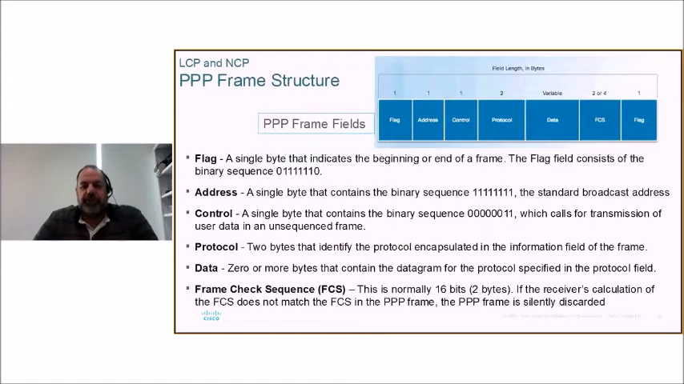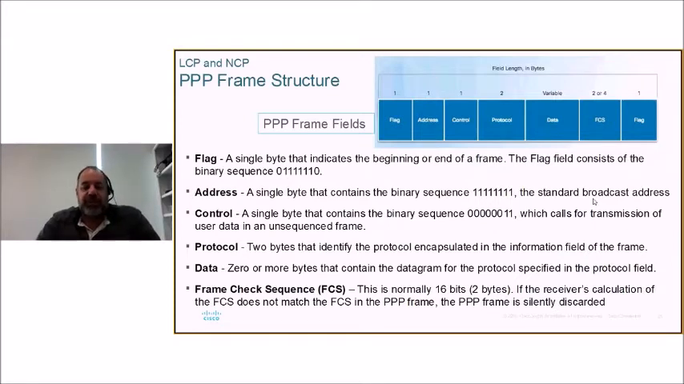Okay, so the frame structure. If we think back to that previous slide when we looked at the HDLC setup, we have a start and stop flag at the start and end of the frame, and they use the same bit sequence of 0, six ones, and a 0. That is deemed to be the flag. So that is consistent. Addressing is a single byte that contains the binary sequence of all ones, because it's a point-to-point link. There's only 2 hosts.